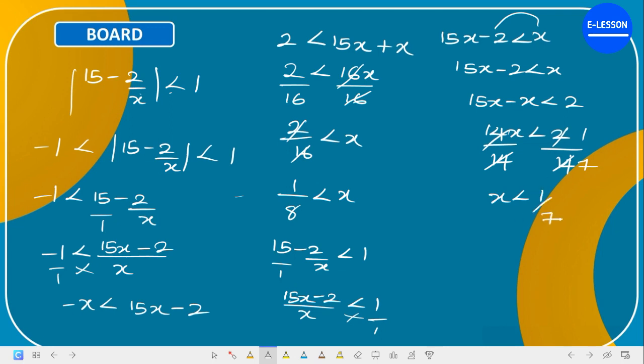So our interval is 1 over 8 is less than s, and then s is less than 1 all over 7. So you can put that here, 1 over 8, comma, 1 all over 7. And that is the range of values. So that is basically how to solve problems like this.